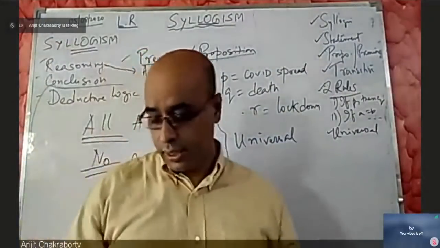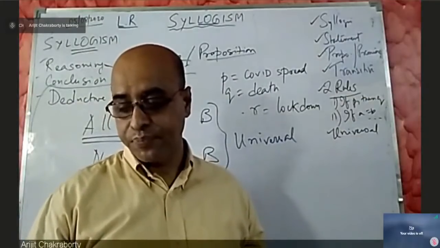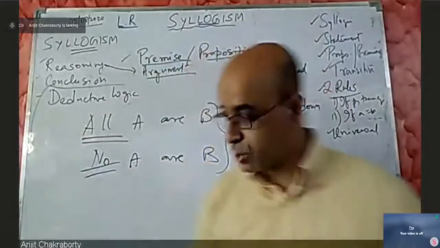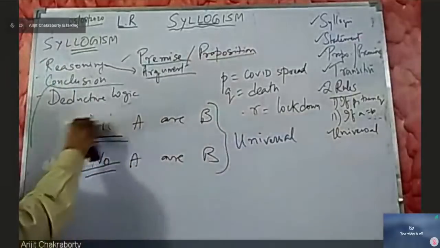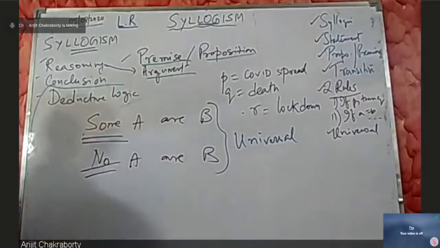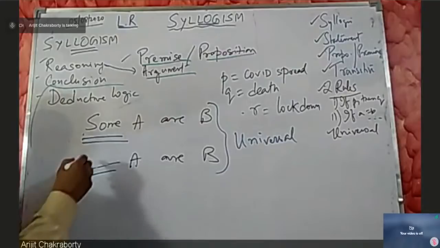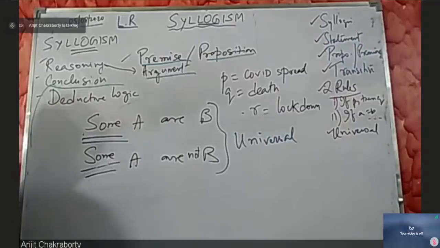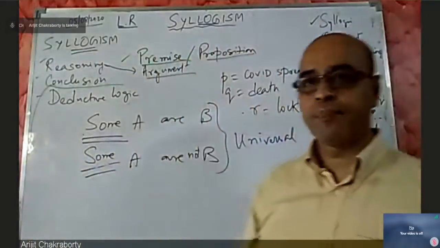The next type of proposition we are going to study is called particular proposition. Now here, if I write, say, instead of all, some A are B, and here I write some A are not B, two statements, some A are B.